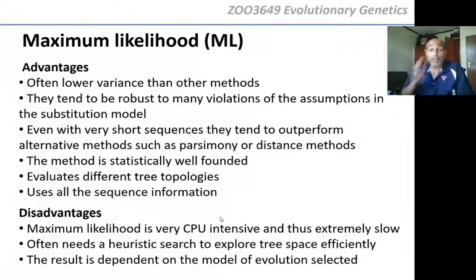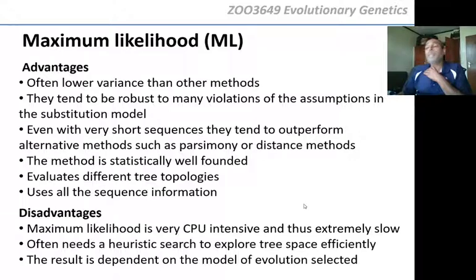And of course the result can be dependent on the evolutionary model you select. So you also have to take some time to choose the best substitution model. You can't just say, I'm just going to use a Kimura 2-parameter, or I'm just going to use a Jukes-Cantor. You have to first test the data to see which model is most appropriate and use that model. So those are the advantages and disadvantages of maximum likelihood.